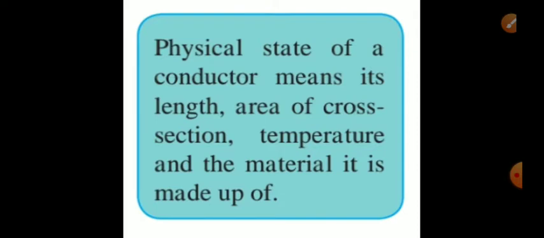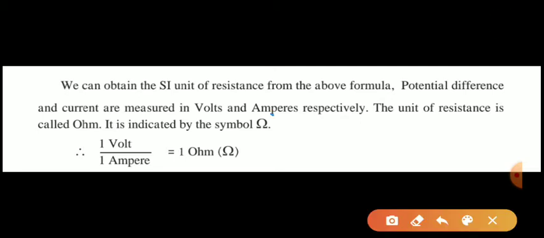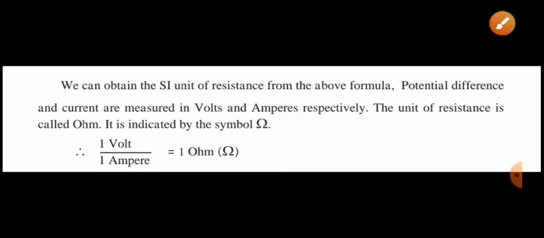So the physical state of a conductor means its length, area of cross section, temperature and the material it is made up of. So we can obtain the SI unit of resistance from the above formula that we have seen. Potential difference and current are measured in volts and amperes respectively. The unit of resistance is called ohms. It is indicated by that symbol. So 1 volt upon 1 ampere is equal to 1 ohm.